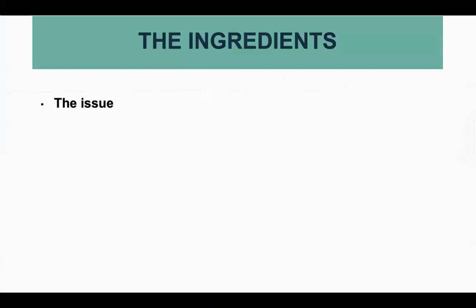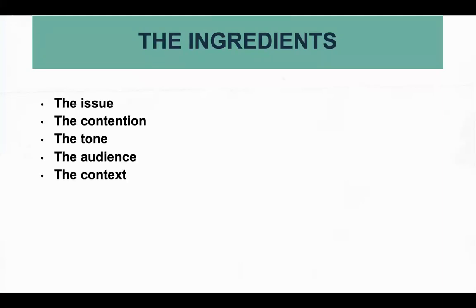Well, you need to state and describe the issue. You'll need to include the author's contention, so the view or argument that is put forward by the author about the issue. You will also need to use a couple of words to describe the tone, and you will need to determine who the text is aimed at, or the audience.